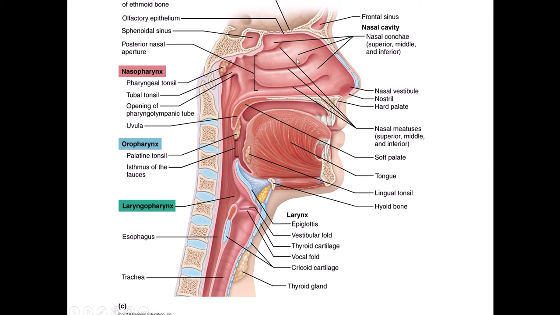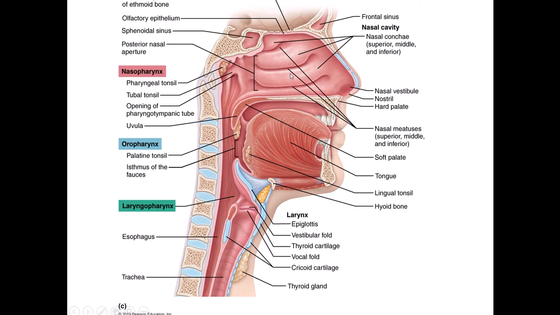Separating the nasal cavity from the oral cavity is the palate: the hard palate, made up of maxillae and palatine bones, and then the soft palate with the uvula here, which will actually close this way when you swallow food. But we're not talking about food just yet. We're talking about the passageway of air. So we inhale air through the nares into the nasal cavity.